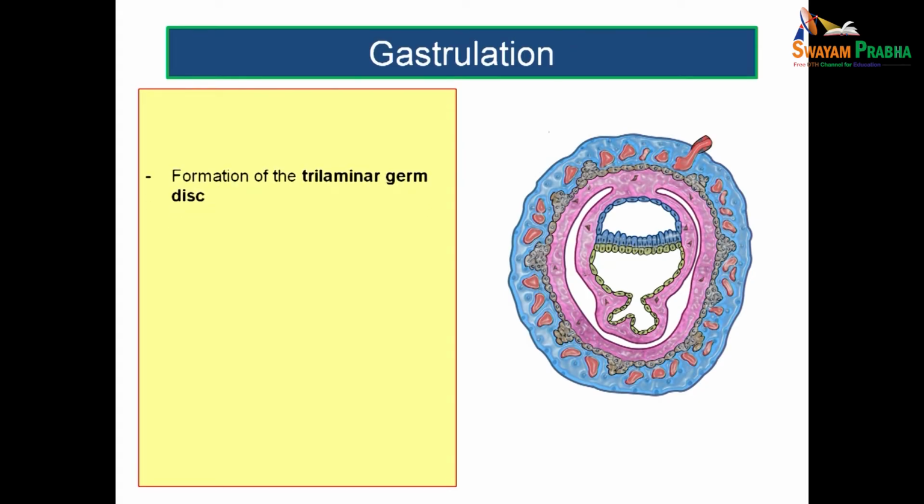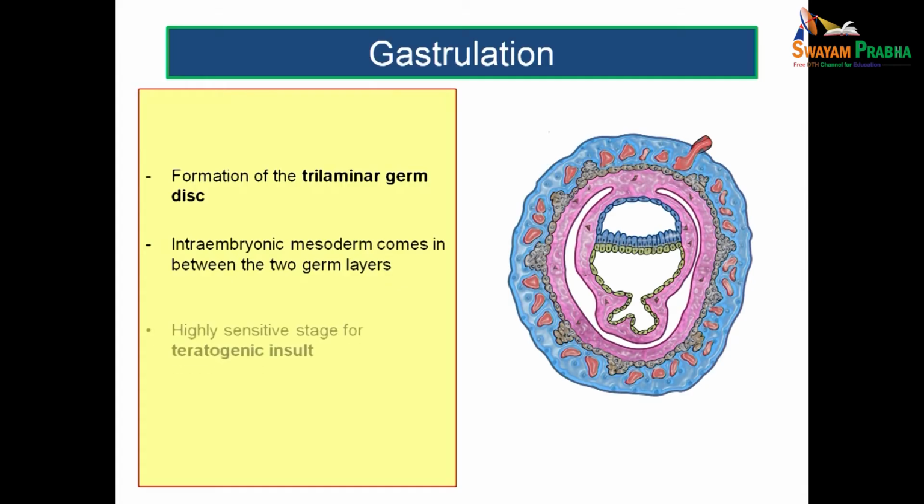The term gastrulation means the formation of the trilaminar germ disc. Till the end of second week, we have dealt with the formation of epiblast and hypoblast. So, what is happening during third week? By the process of gastrulation, the intraembryonic mesoderm comes in between the two germ layers, and this is said to be a very highly sensitive stage for teratogenic insult. So, we should be very careful when we administer some drugs or when the pregnant lady gets some infection. This is the stage of maximum teratogenic insult.